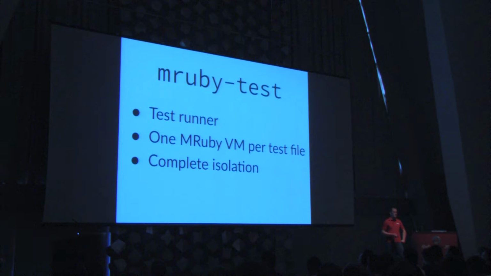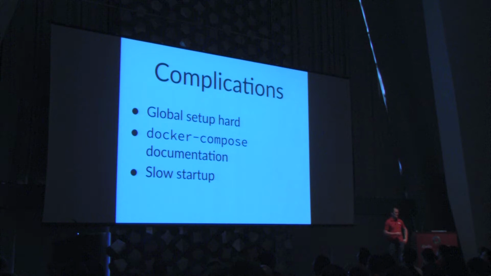And since MRuby is compiled, you don't run the test directly with MIRB. Instead, you use the MRuby test gem, which provides a test runner. Unlike CRuby, each test file gets a new MRuby VM. And so this gives you complete isolation between different test files. The design of the test runner has some complications to it.